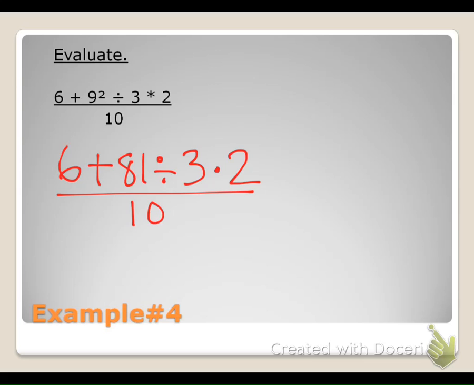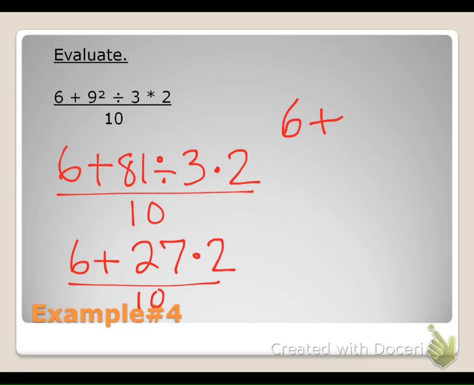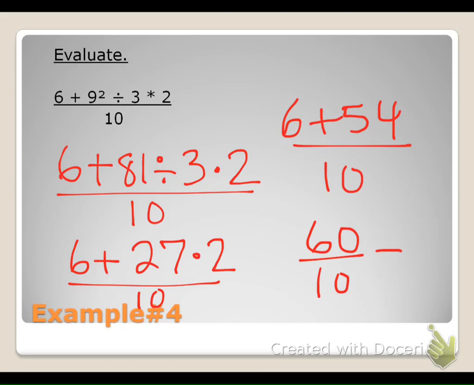Then what? Which is 27. Good. After that, which is next, 60. Good. Just addition. And our final answer is 6. Wonderful. Any questions?